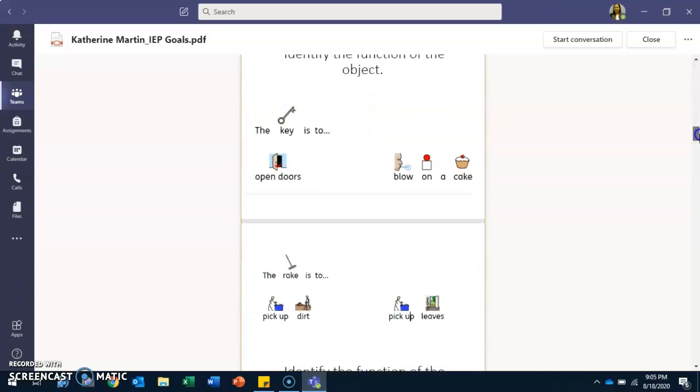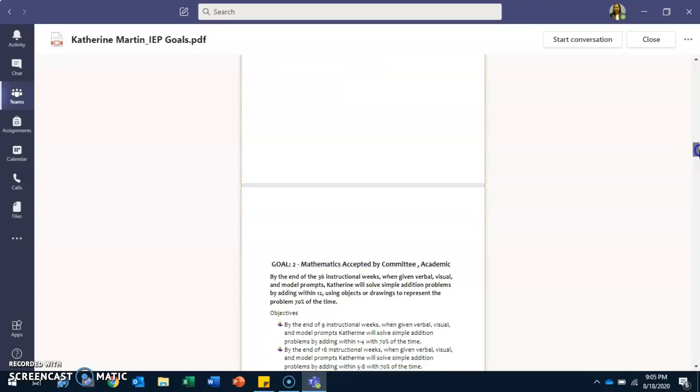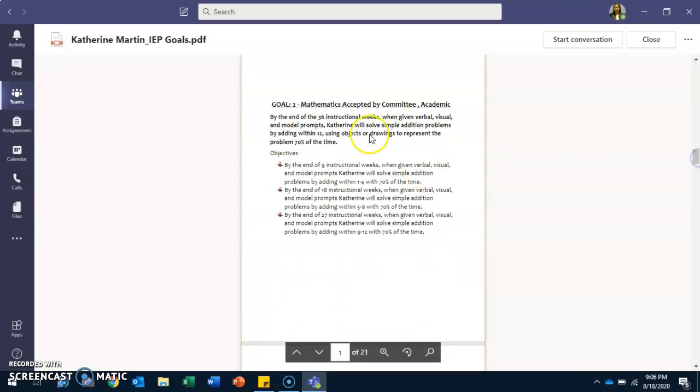Let's go over to IEP goal number 2. Go ahead and skip those pages and look for IEP goal number 2, and they should be in order. So goal number 2 is math. By the end of 9 instructional weeks, Catherine will solve simple addition problems by adding within 1 through 4.